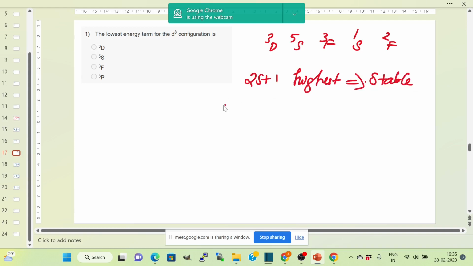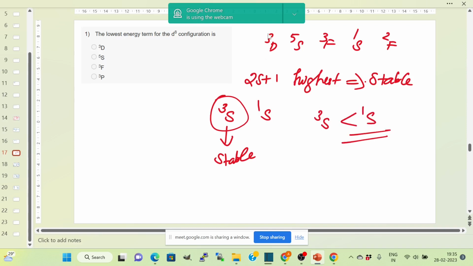which means that if I compare 3S versus 1S, 3S will be much more stable. So if I have to write in order of energy, I can say that 3S is much more stable than 1S. So is this clear, this 2S plus 1 and how it's affecting the stability? The energy. Whenever the 2S plus 1 value is the highest, greater, no? Yes, ma'am, 3S would be greater, no?